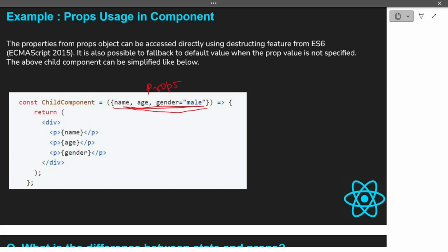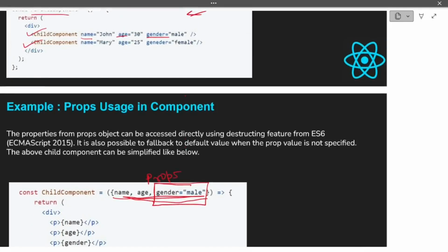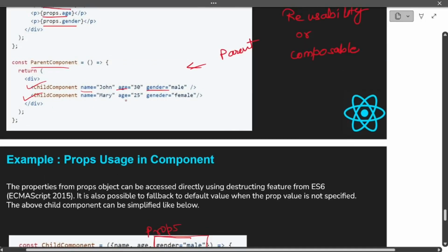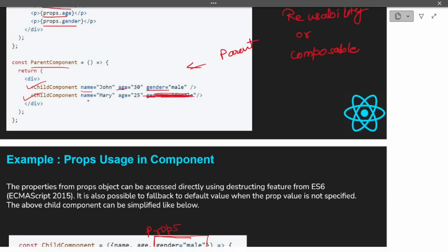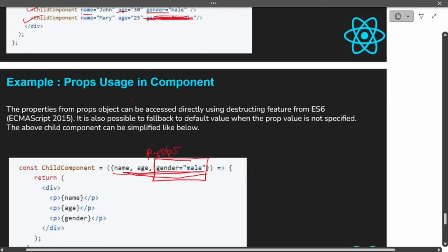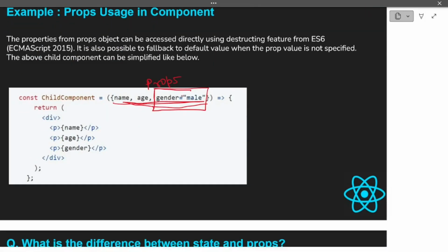It is also possible to fall back to a default value when the prop value is not specified. The above child component can be simplified like below. We have seen one case in the previous questions where the value of a prop was not passed. For example, when I'm calling my child component the second time, and I don't write gender female, I only pass two props, that is name is Mary and age is 25, I want to give a default value to my gender. So if the value is not passed, it will automatically take this default value, which is male.